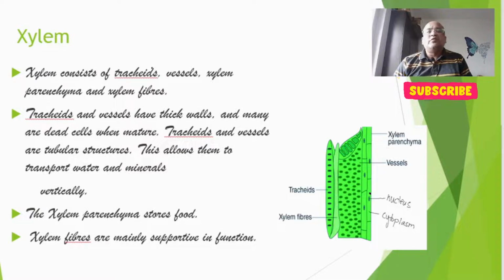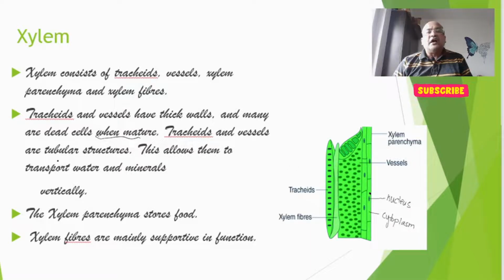Xylem consists of what? It consists of tracheids, vessels, xylem parenchyma, and xylem fibers. If you see the structures here, xylem parenchyma is there outside, okay, which has got nucleus and cytoplasm. The vessels are there, xylem fibers are there, and tracheids are there. Tracheids and vessels have thick walls, and many are dead cells when mature. Okay, many become dead cells when mature.